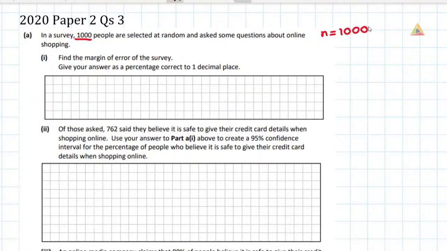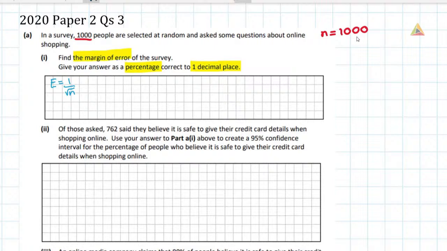And ask some questions about online shopping. Find the margin of error of the survey and give your answer as a percentage correct to 1 decimal place. So there's a couple of things they're asking us to do here. Just like in the last question, we're going to start by finding the margin of error. So our formula for the margin of error is 1 over the square root of n.